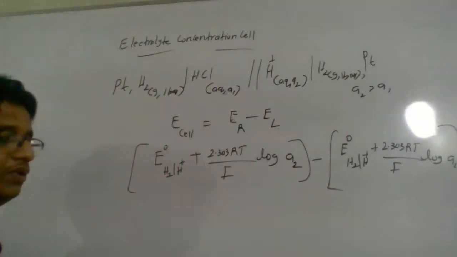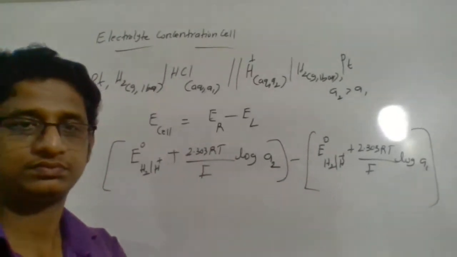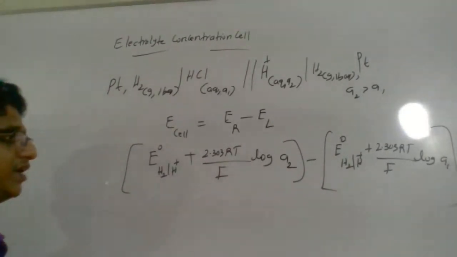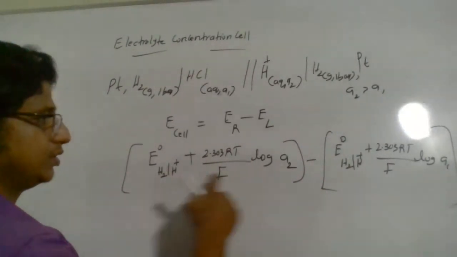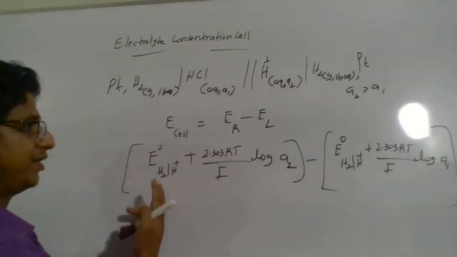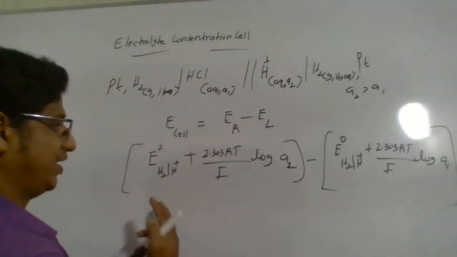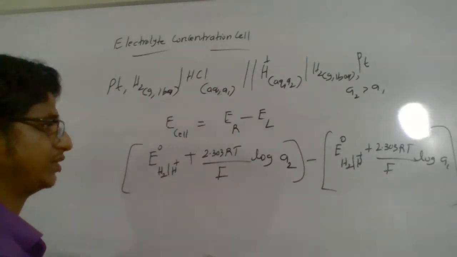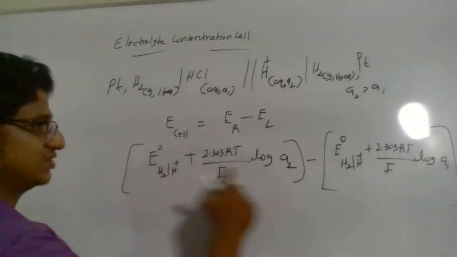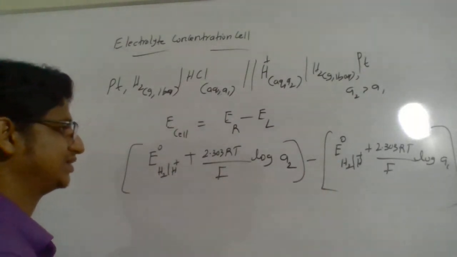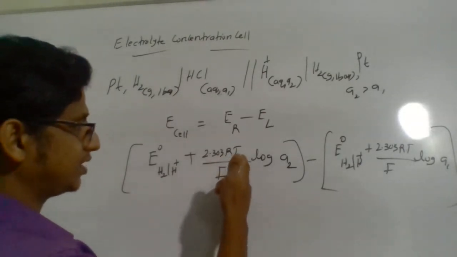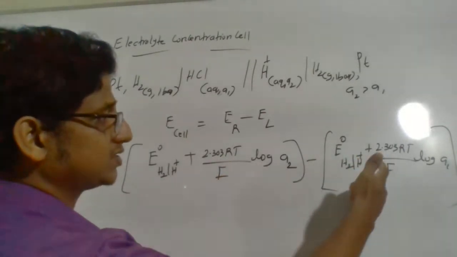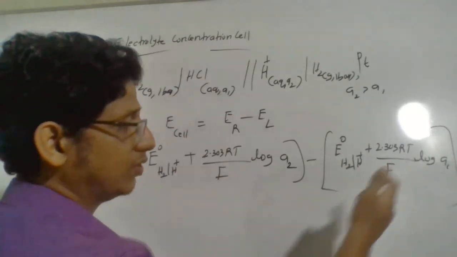Okay, so now how can we write? Now we can write E0 here. Remember, the standard reduction potential of hydrogen is 0, so you don't even need to write it, because this is 0, or it will cancel each other. So this is the case where 2.303 RT by F log A2 minus 2.303 RT by F log A1.